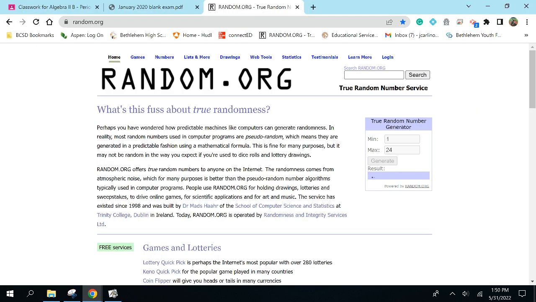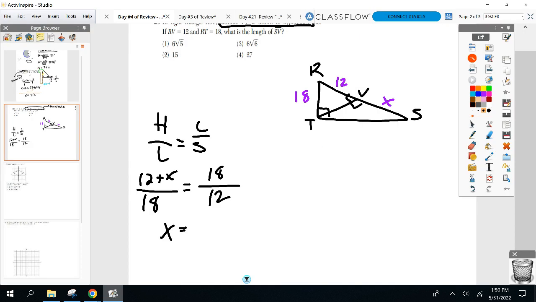Let me know when you get a value out. 14. We don't have one. 16. When you're ready. 15.